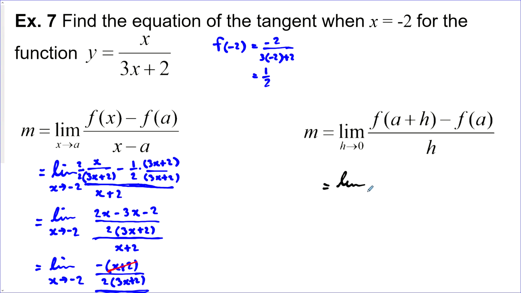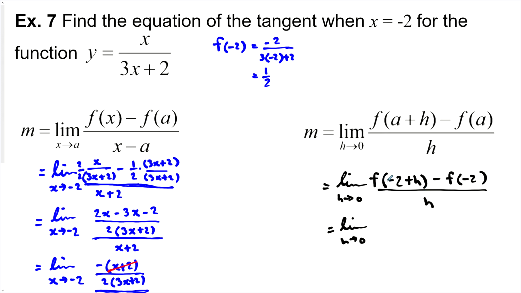So we have the limit as h approaches 0, and this is f at negative 2 plus h, minus f at negative 2, all over h. Now this here is this function, but with negative 2 plus h replacing the x. So 3 times negative 2 plus h plus 2. And minus 1/2, just like we had before. And all over h.